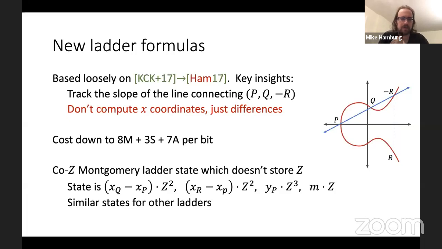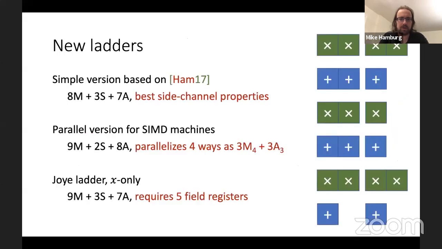So it's a co-Z ladder state, and you store the difference of X times Z squared for the 2 pairs of points, Q minus P and R minus P. And then you also store YZ cubed, and then the slope of this line times Z. You don't store Z itself, like is common with certain co-Z formulas. This is just for one of the versions of the ladder. The other ones have sort of similar states, maybe with 1 more coordinate.